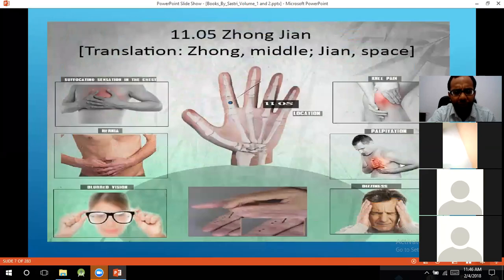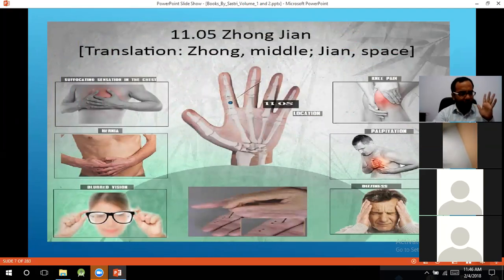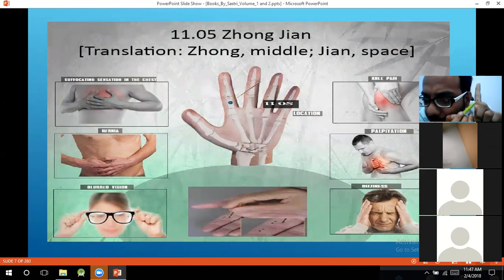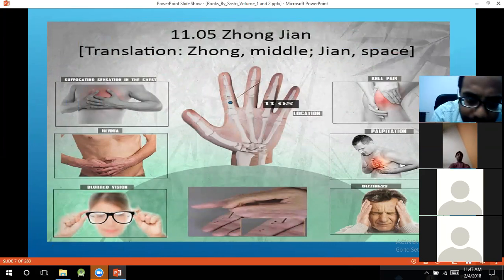reaction area and indications. So now comes 11.05. 11.05 is here. You can see how to needle it. So it has the same indications: chest pain, hernia, blurred vision, headache, palpitation, tachycardia, bradycardia. It helps in all these situations, and it also helps in knee pain.